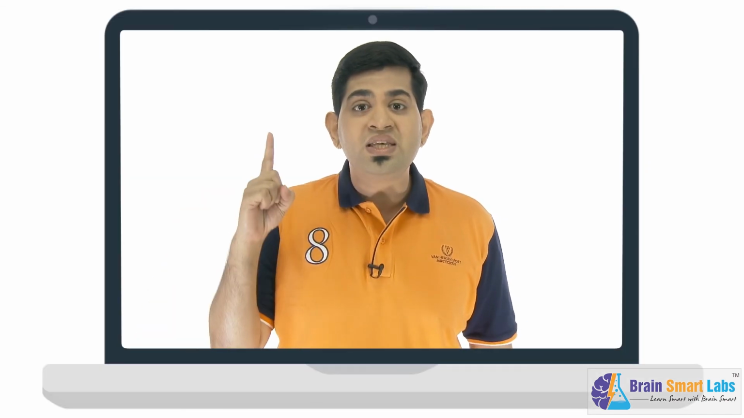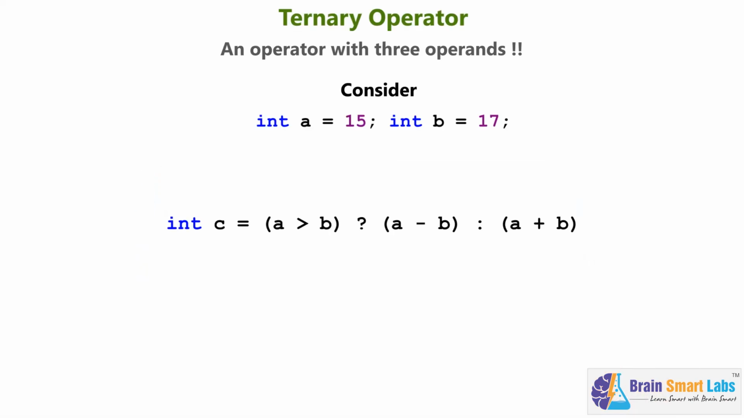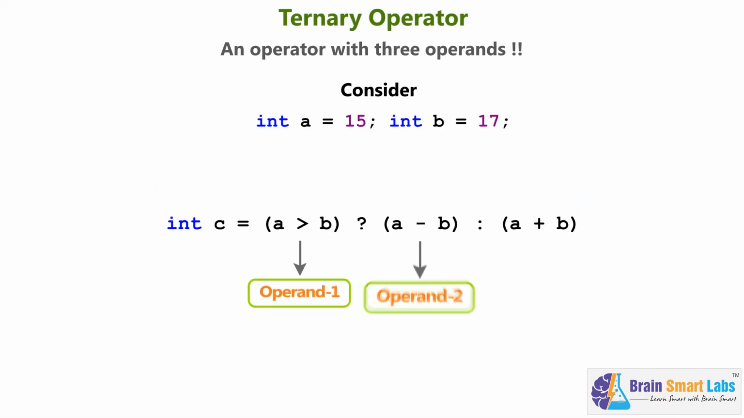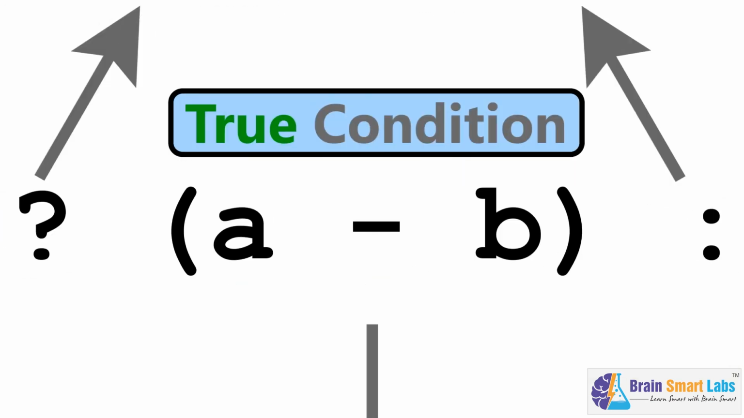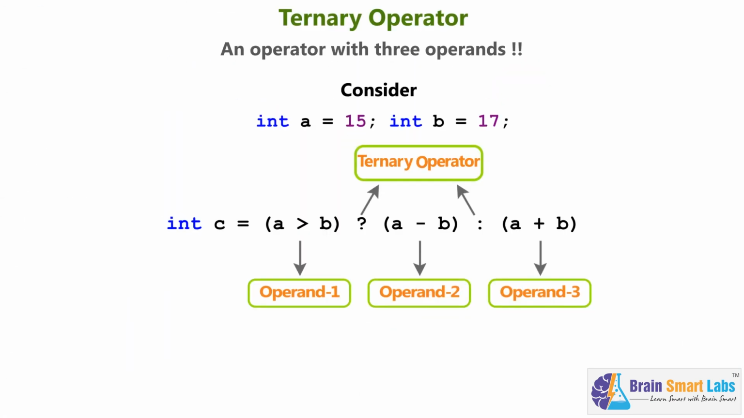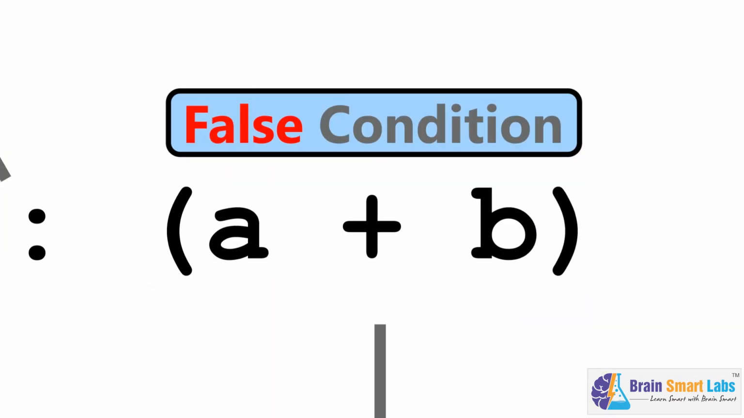What? In one single line? How? Yeah, take a look. Here is operand 1, here is operand 2 and here is operand 3. The in between question mark and colon used is nothing but our ternary operator. The logic behind ternary operator is simple. If the condition in operand 1 turns out to be true, the ternary operator will execute operand 2. And if the condition in operand 1 turns out to be false, the ternary operator will execute operand 3.